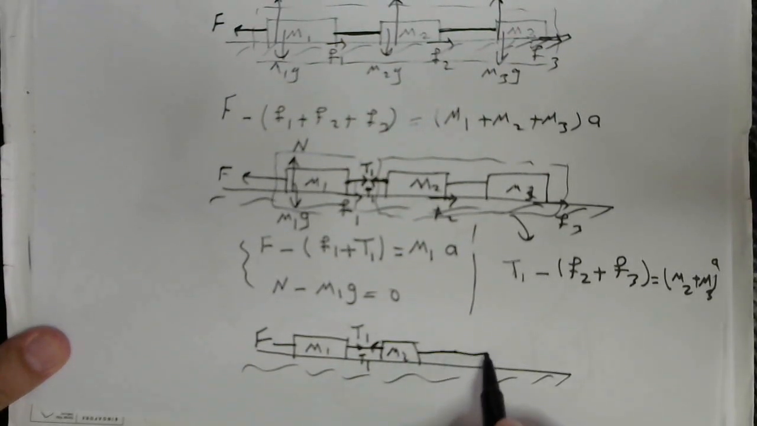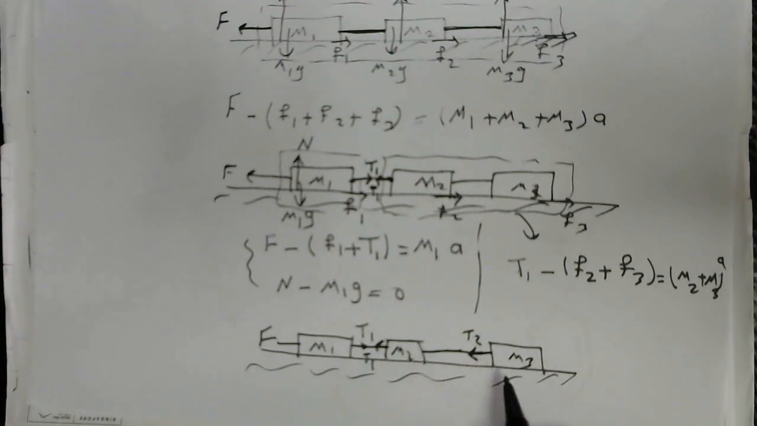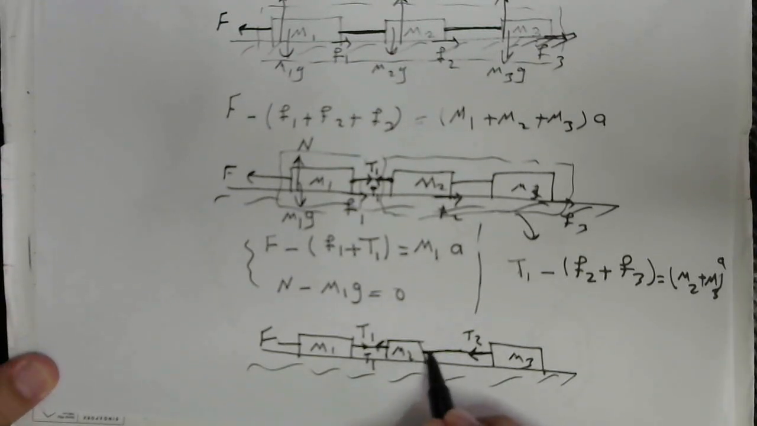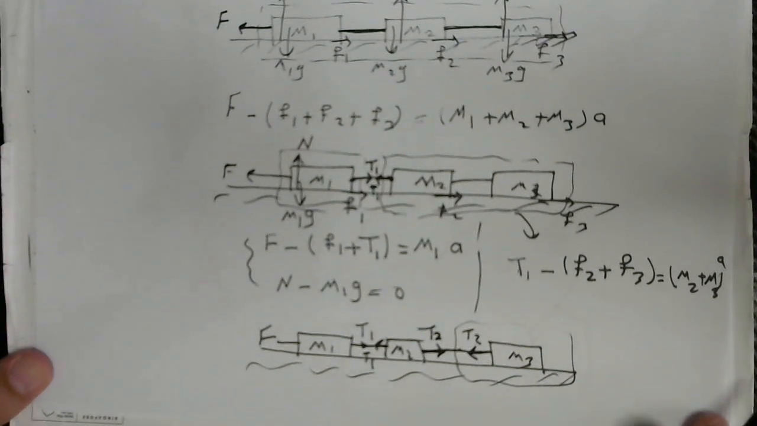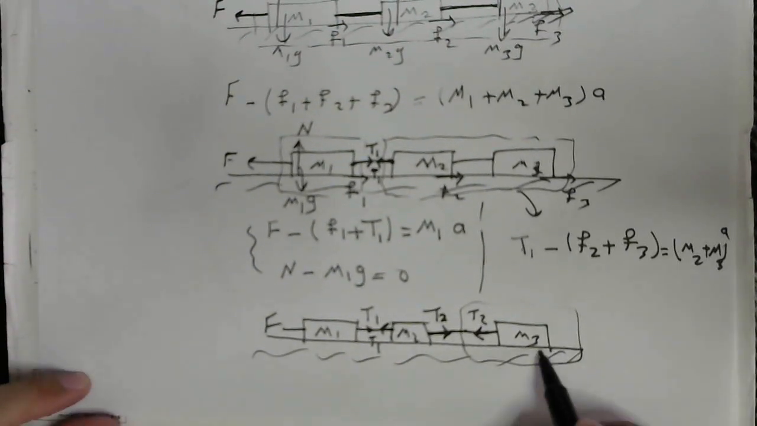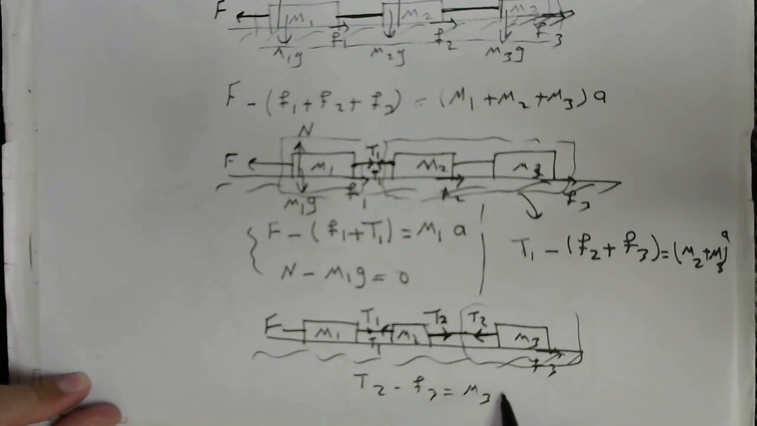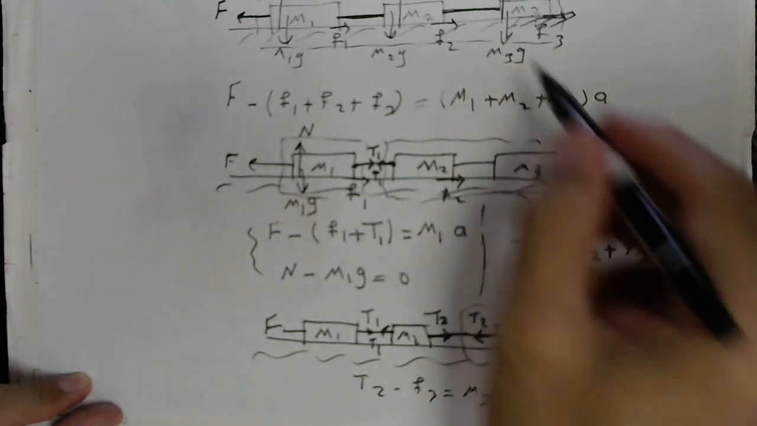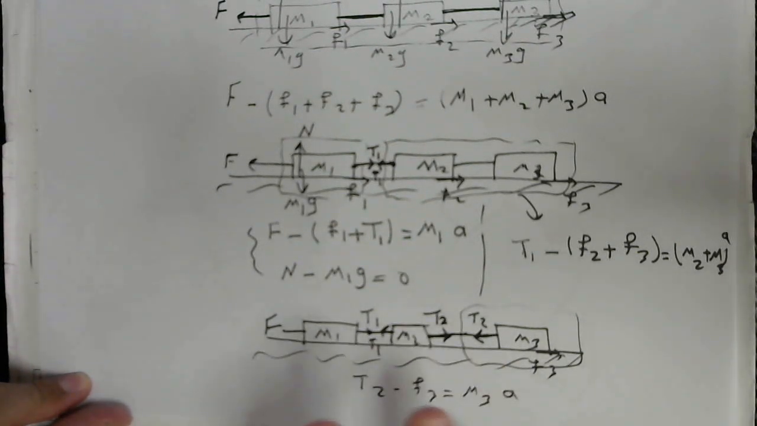But then here is T2 pulling M3, and here is T2 resisting for M2. So if I consider, for example, this as my system, then the force acting on this M3 is T2 minus F3 is M3A. You can see A is the same for all the objects because they're all moving the same, the acceleration is the same, but it depends where we consider the system, the condition may change.